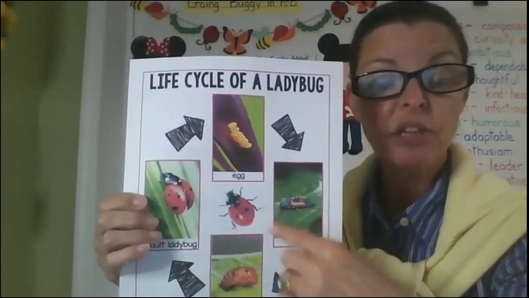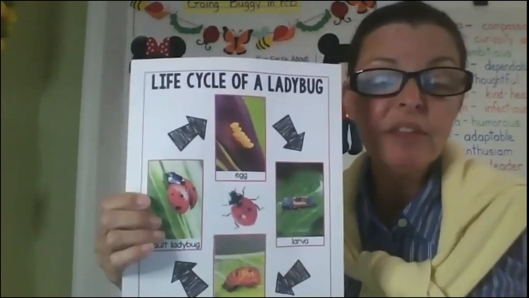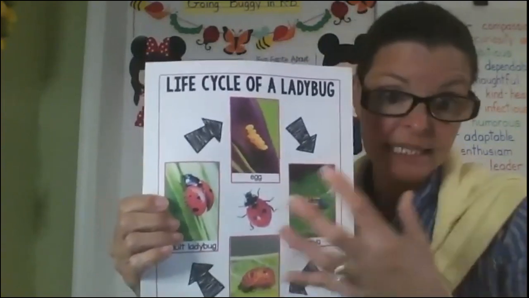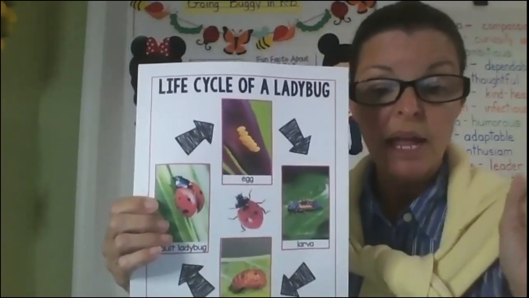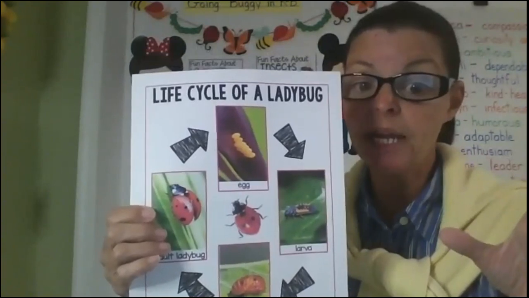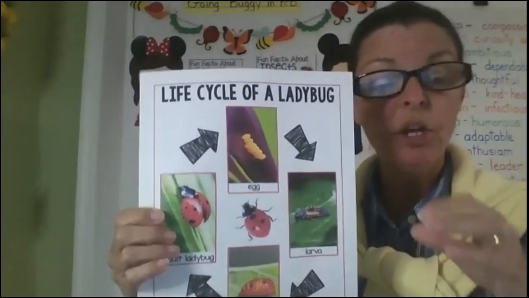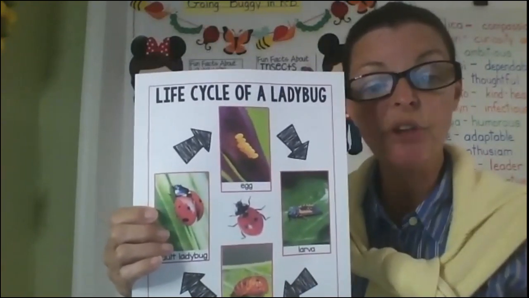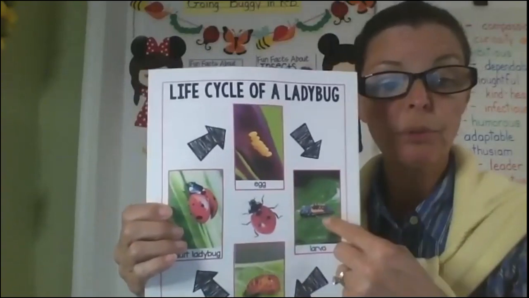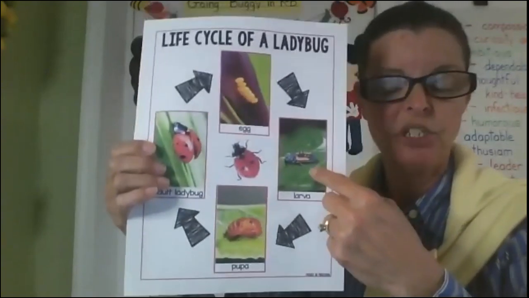So when they're in this larva stage, while they're eating, their body inside their outer skin is growing. And pretty soon it grows so big that it can't stay inside the skin. So it sheds its skin, and that's called molting. And they molt 3 to 4 times in this larva stage.